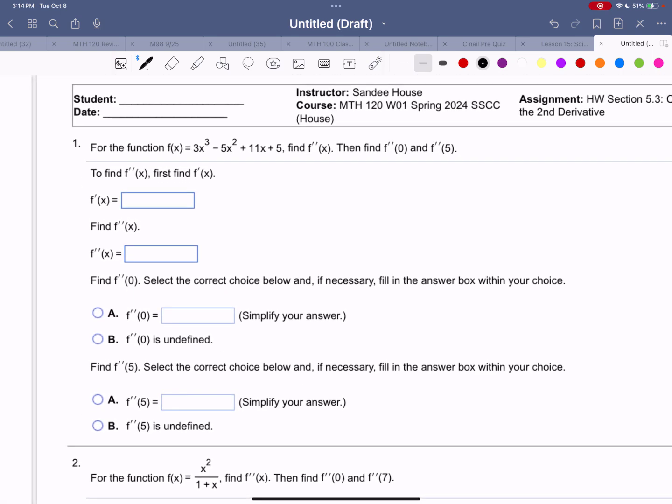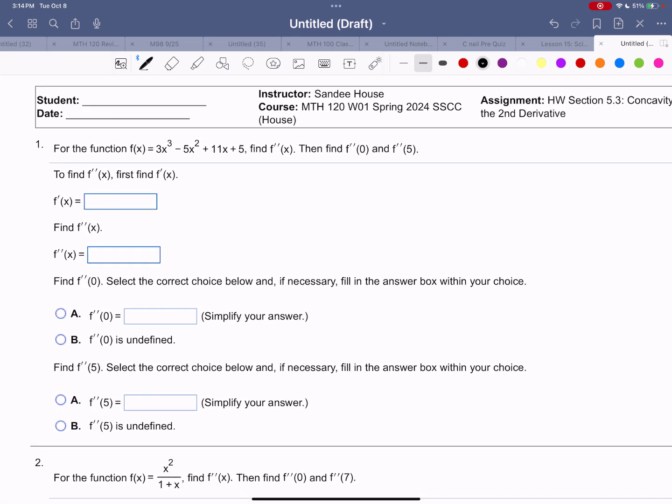Okay, so example number 1 asks us for the function f of x equals 3x to the third minus 5x squared plus 11x plus 5. Find the second derivative, and the second derivative at 0 and the second derivative at 5. Now, you can't find the second derivative without first finding the first derivative. So in this one, they actually tell us to go ahead and find the first derivative.